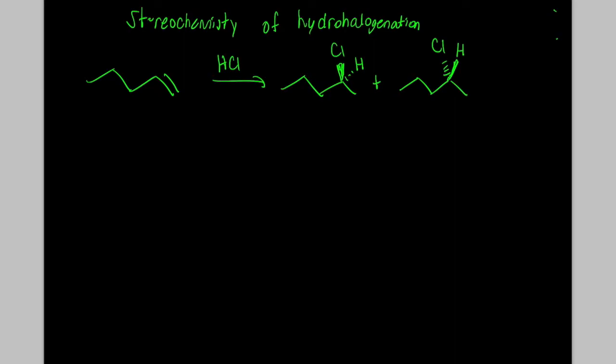Okay, you can get the S isomer or you can get the R isomer. And these are formed in equal amounts. We call this racemic. Okay, a 50-50 mixture of enantiomers. Now, because you get a 50-50 mixture of enantiomers, we say that the reaction is not stereospecific.